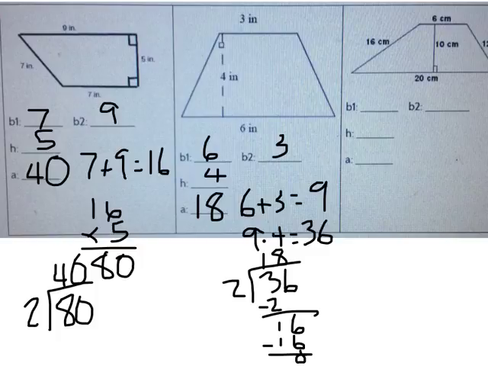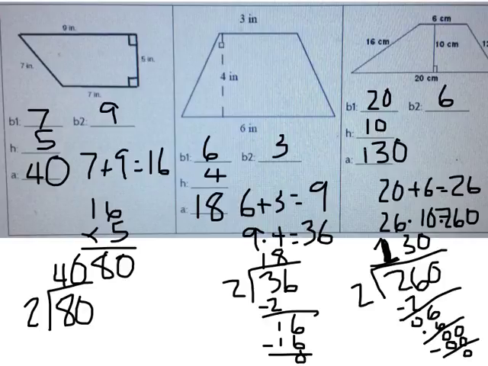Try the last one. What's the area of that trapezoid? The area is 130 square centimeters. 20 plus 6 is 26. Times 10 is 260. Divided by 2 is 130.